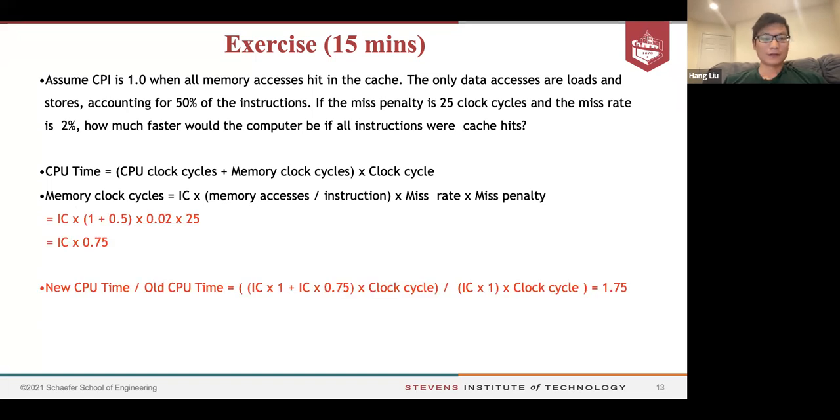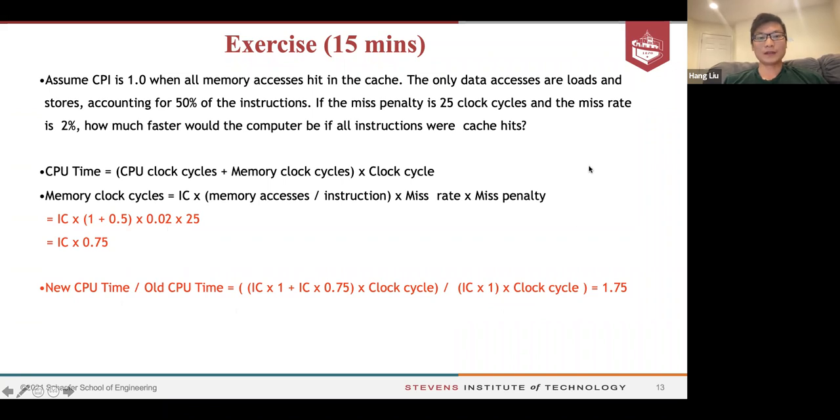All right, so here's the case. The memory access time equals IC multiplied by (1 plus 0.5 multiplied by 0.02, which is the miss rate, multiplied by 25). So it equals IC multiplied by 1.75. Then the new CPU time versus the old CPU time is 1.75.